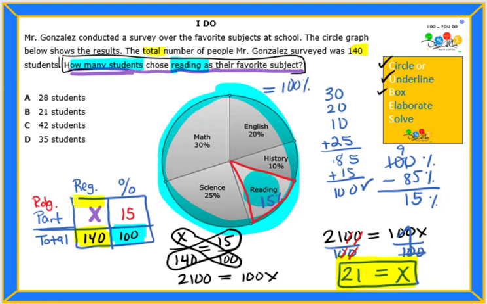Now remember, x is a regular number because 15 was a percent. So we do not expect our answer to say 21%. We expect it to say 21 students because it said how many students. And we have answered that question with x, which is 21 students. As we look at our answer choices, we find one that matches. We have B. How many students chose reading as their favorite subject? 21 students chose reading as their favorite subject. That would be 21 out of a total of 140 students.